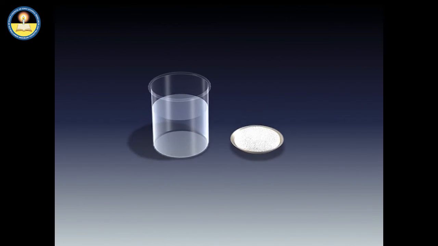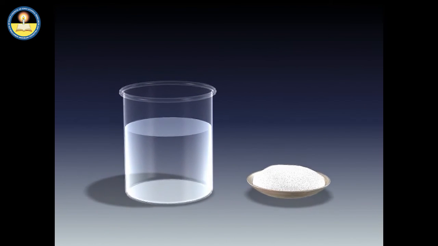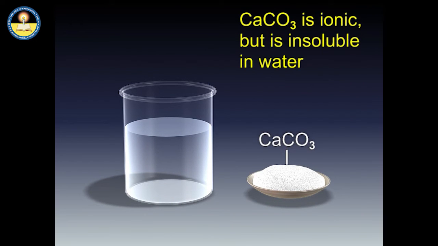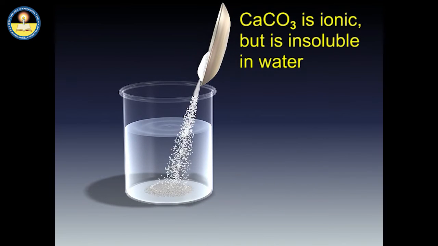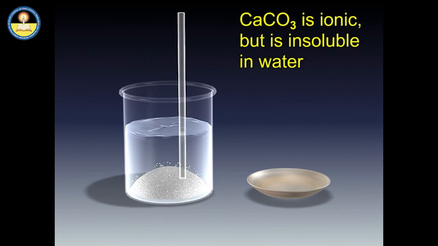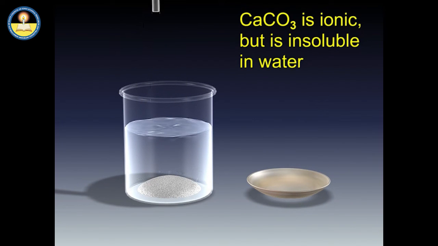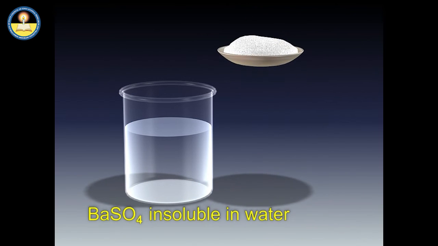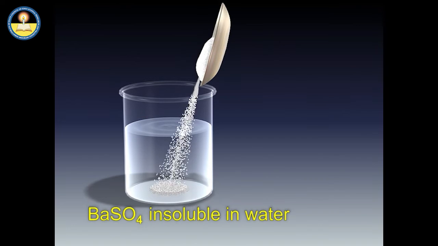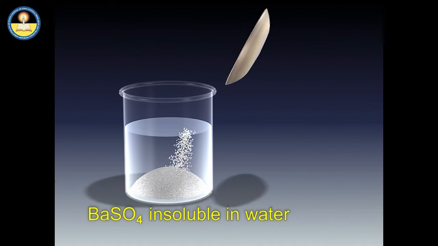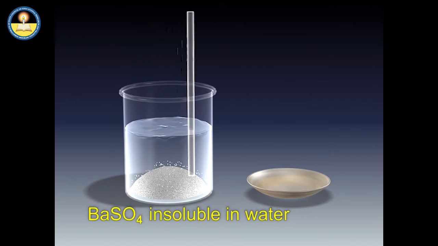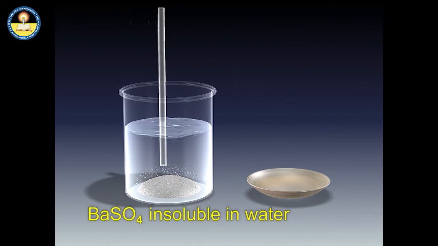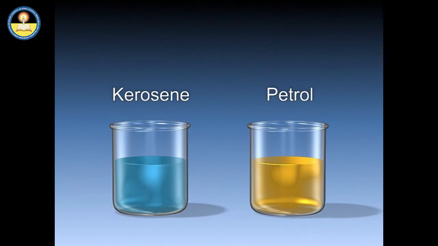Not all the ionic compounds are soluble in water. For example, calcium carbonate is ionic but insoluble in water. Barium sulfate again is ionic but insoluble in water. Generally, ionic compounds dissolve in polar solvents like water. They are insoluble in non-polar organic solvents like kerosene and petrol.